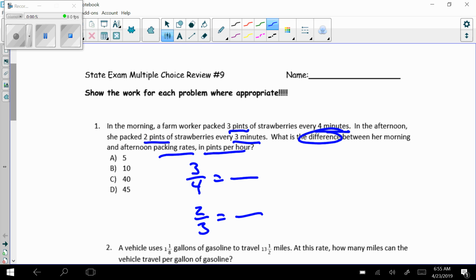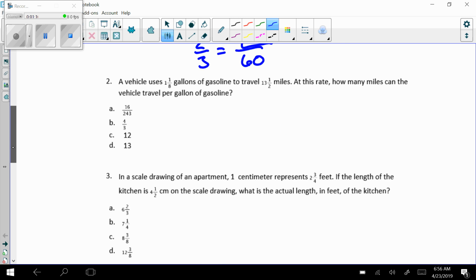What we're going to do is we want it per hour. So I'm going to put 60 here because it's 60 minutes in an hour and 60 here. Okay, so we're going to cross multiply, and whatever you get here and whatever you get here, difference means subtract. So you're going to take this minus this, and that will be your answer. All right, moving on to number 2.